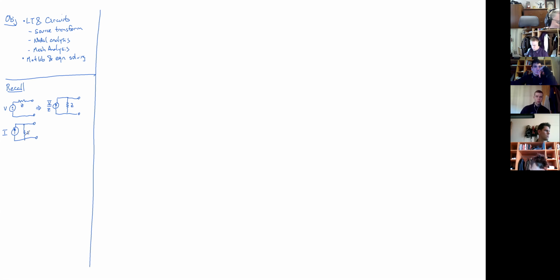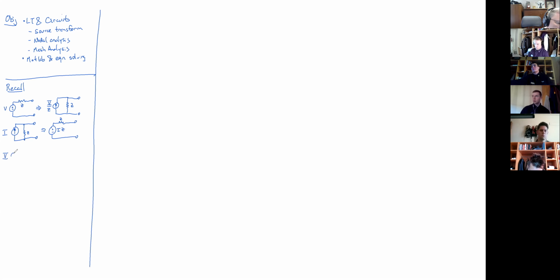To convert a current source in parallel with an impedance into a voltage source in series with the impedance, once again the impedance doesn't change, and the voltage source comes directly from Ohm's law. Current times impedance is voltage. And then there's two degenerate cases.